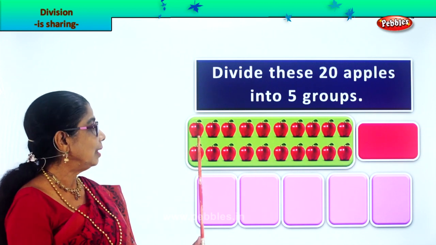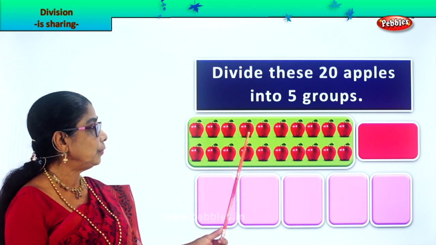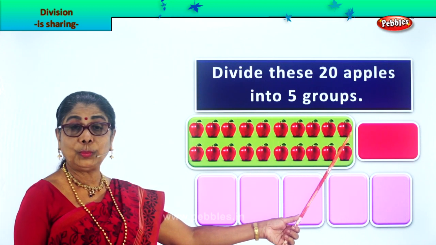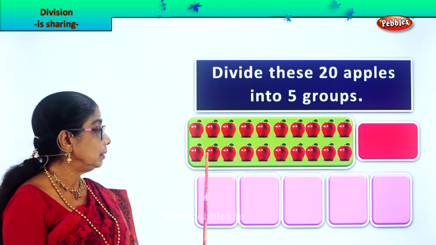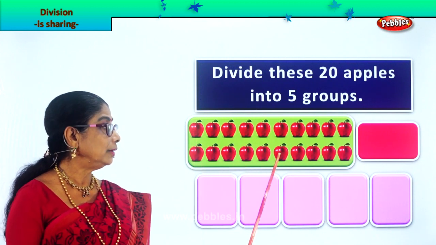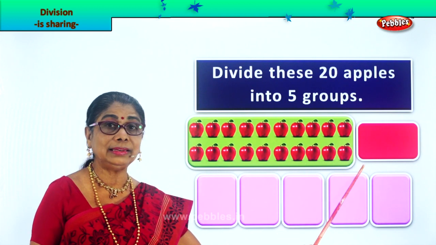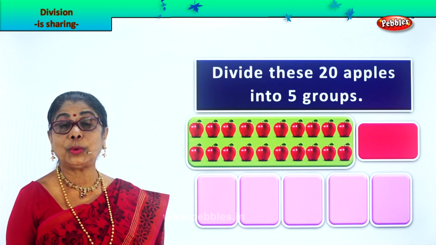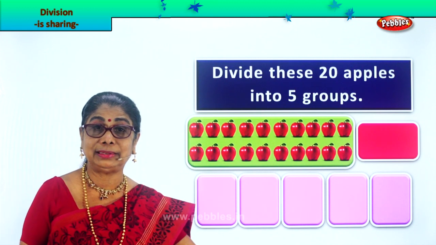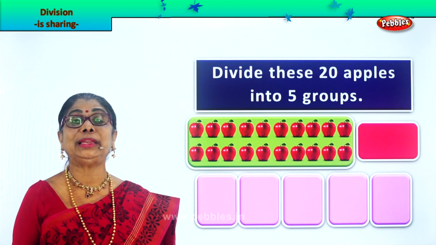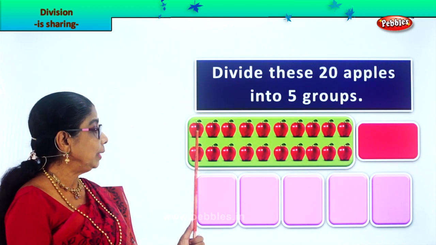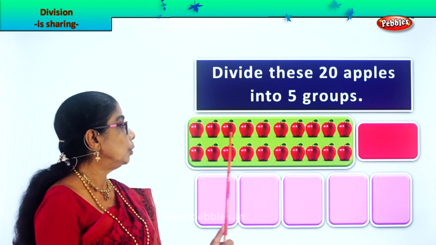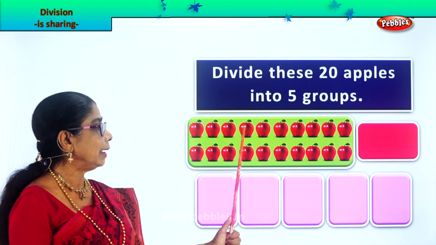Yes? Look. 1, 2, 3, 4, 5, 6, 7, 8, 9, 10. We have 10 over here. And another 10. So we have 10 and 10. So we have 20 apples, 5 trays. How many will go into each? Now, what you do is, first you take 2, 2, 2, 2, 2. 2, 4, 6, 8, 10.